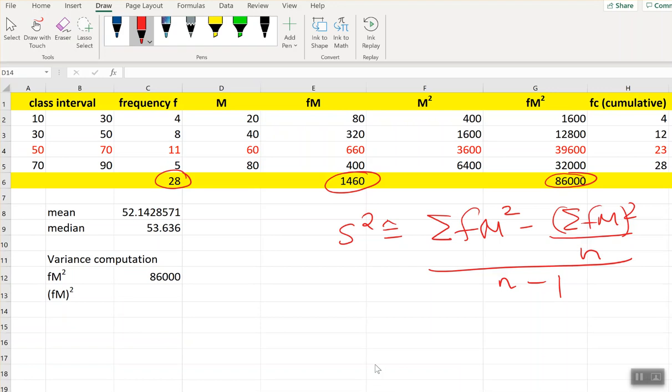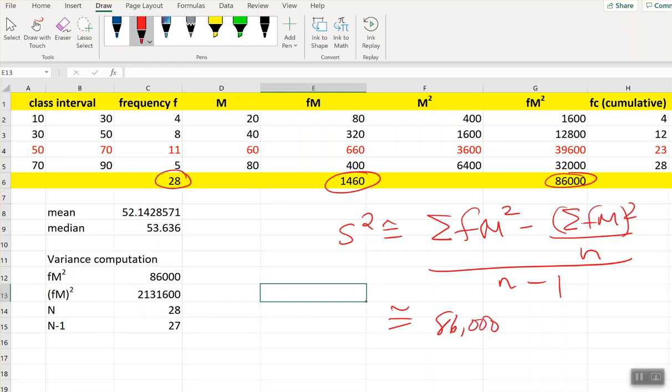The next thing I need in my formula is the sum of Fm all squared. So I'll put that here, equals, that's the sum of Fm. I square that, and 1460 all squared is 2,131,600. So I know n is going to be 28. And since it's a sample, n minus 1, that is equal to 28 minus 1, 27. So let's put this all together.